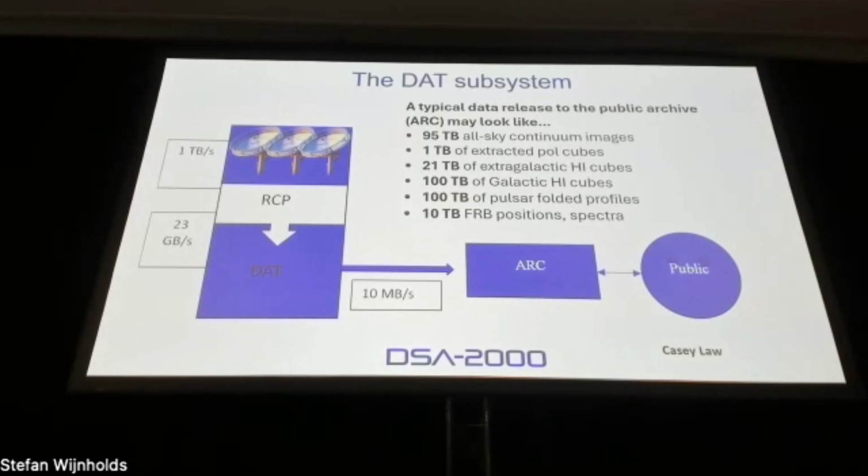This is what a typical data release might look like. Order 300 terabytes of data split into those different categories as mentioned there.